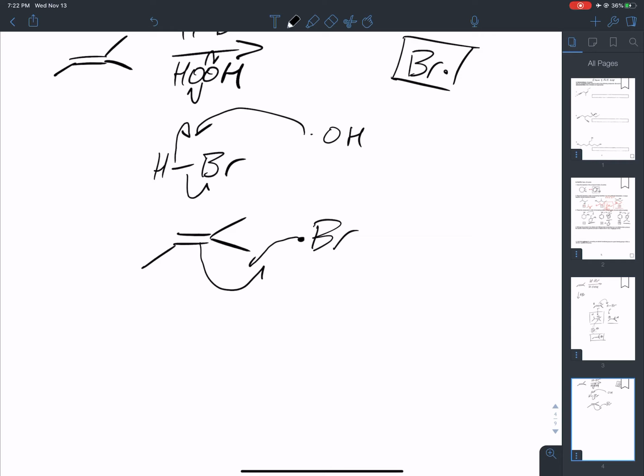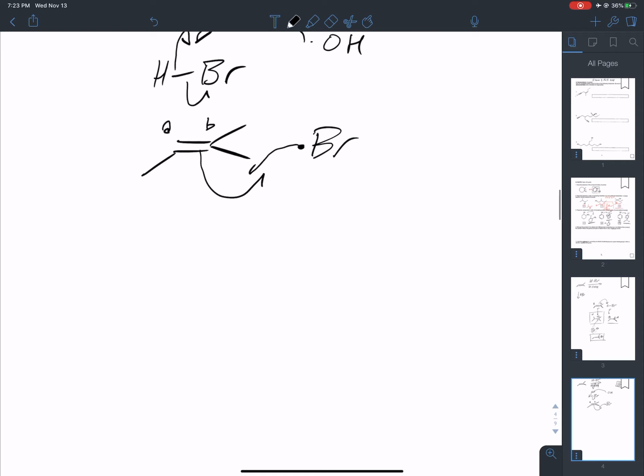Where is the other electron going to go? Is it going to go on carbon A or carbon B? Where will it be more stable? Where is a carbon radical most stable? On a tertiary site. You want that radical on a tertiary site. So that extra electron is going to hop off and go over to the more substituted side.